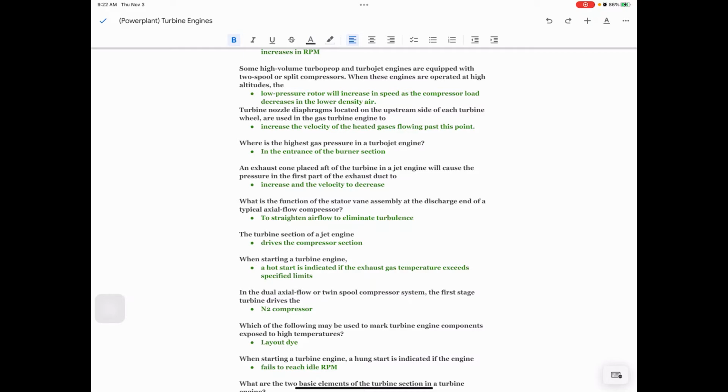Turbine nozzle diaphragms located on the upstream side of each turbine wheel are used in the gas turbine engine to increase the velocity of the heated gases flowing past this point. Where is the highest gas pressure in a turbojet engine? In the entrance of the burner section.